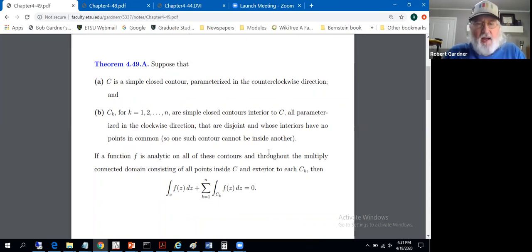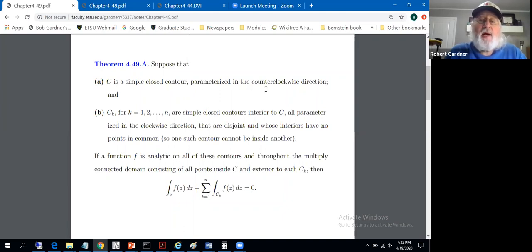All right, now what we're going to have is inside that contour C, a bunch of little contours. We'll look at a picture and it'll make sense once we see the picture. Let's read through this math stuff first. Let C sub k, for k equals 1 to n, be simple closed contours interior to the big contour C. All of these are parameterized clockwise, in the negative direction if you like. These are disjoint and their interiors have no points in common. So the contours don't intersect and you don't have one of the contours inside the other. Yet they're all inside this big contour C that we started with.